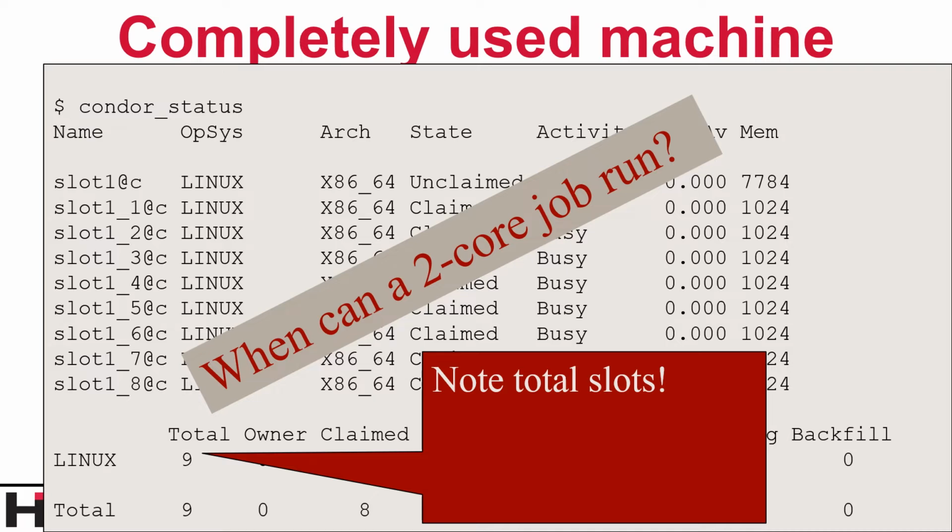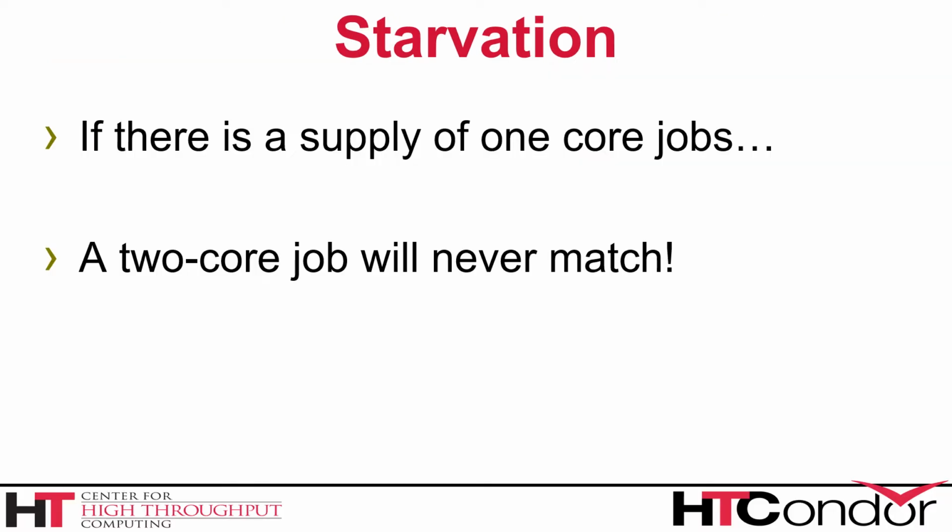But getting back to the original problem, assuming that we have this machine that's running 8 single-core jobs, and then I submit my 2-core job that could run on the machine when idle. When can this 2-core job run? Well, if 2 or more of the single-core jobs exit at the same time, then maybe the 2-core job could run. But if there's an infinite or maybe very large supply of single-core jobs, then the 2-core job will never start. We call this problem starvation.